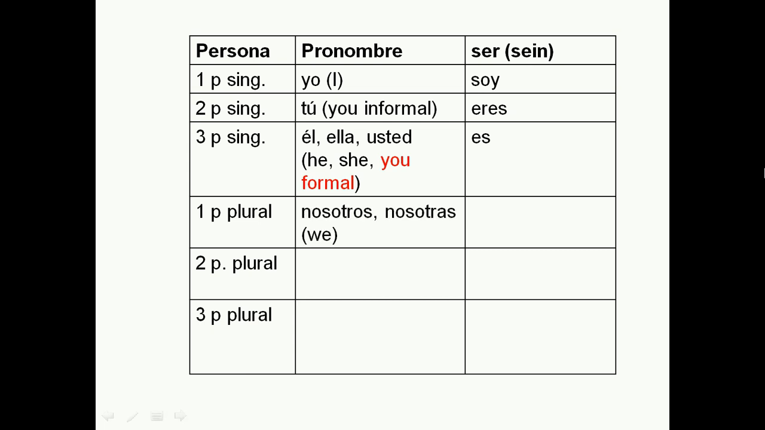In the plural, the first person is nosotros or nosotras. Nosotros is for masculine or mixed group, and nosotras only for feminine. For example, me and my daughter are nosotras, and me and my brother are nosotros. Nosotros somos.